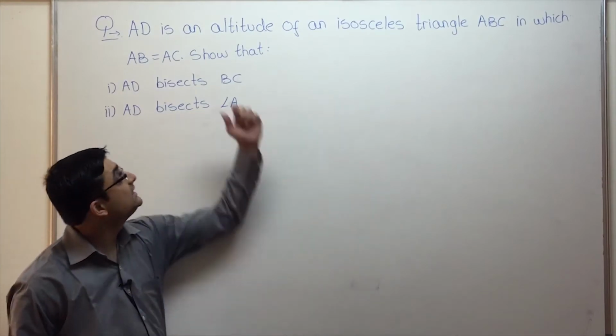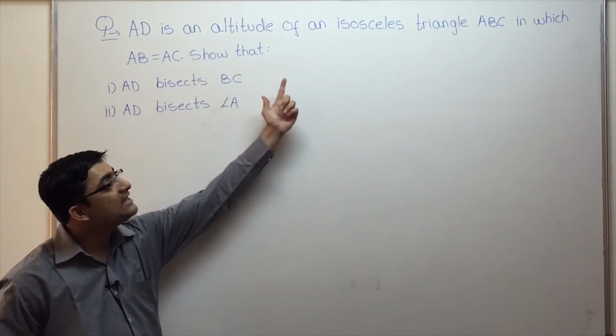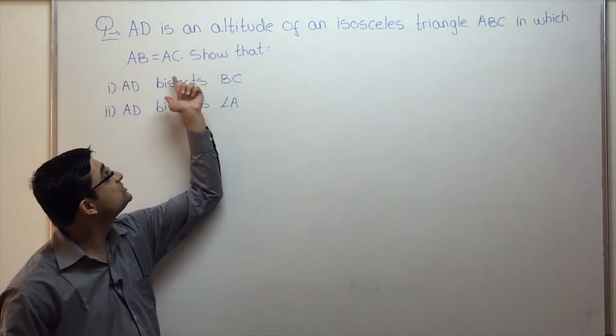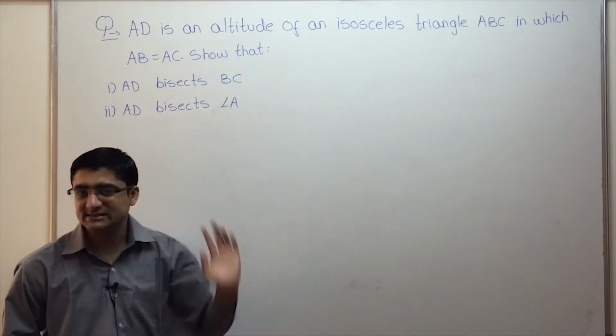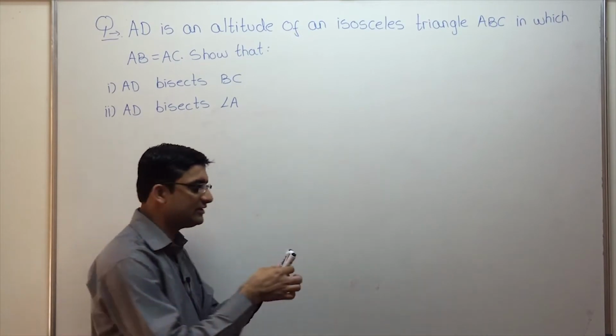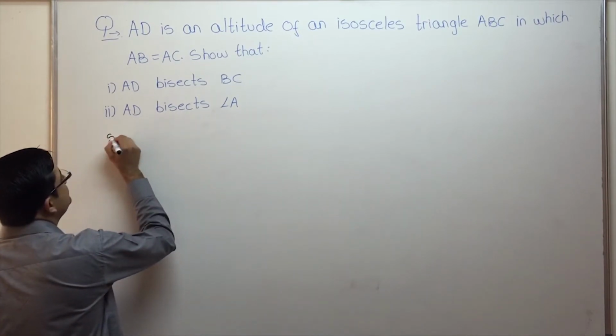So let's read the question. AD is an altitude of an isosceles triangle ABC in which AB is equal to AC. Show that AD bisects BC and AD bisects angle A. So the first step is draw your figure. So let's first draw a figure.